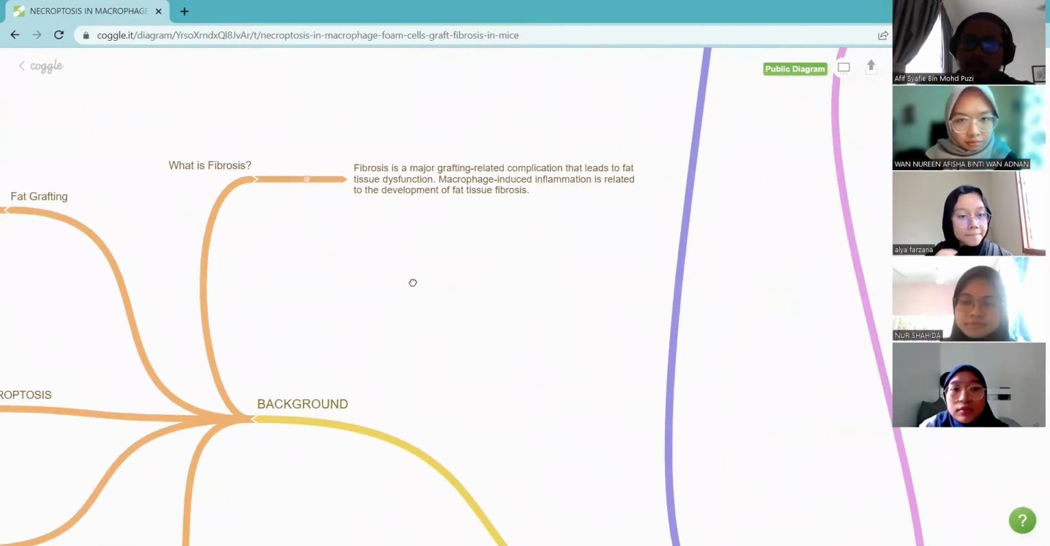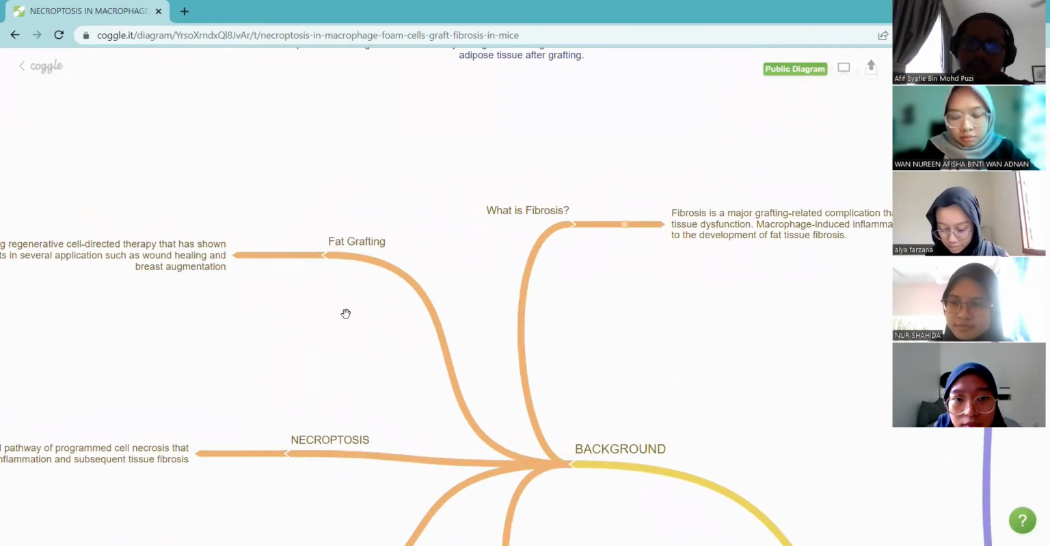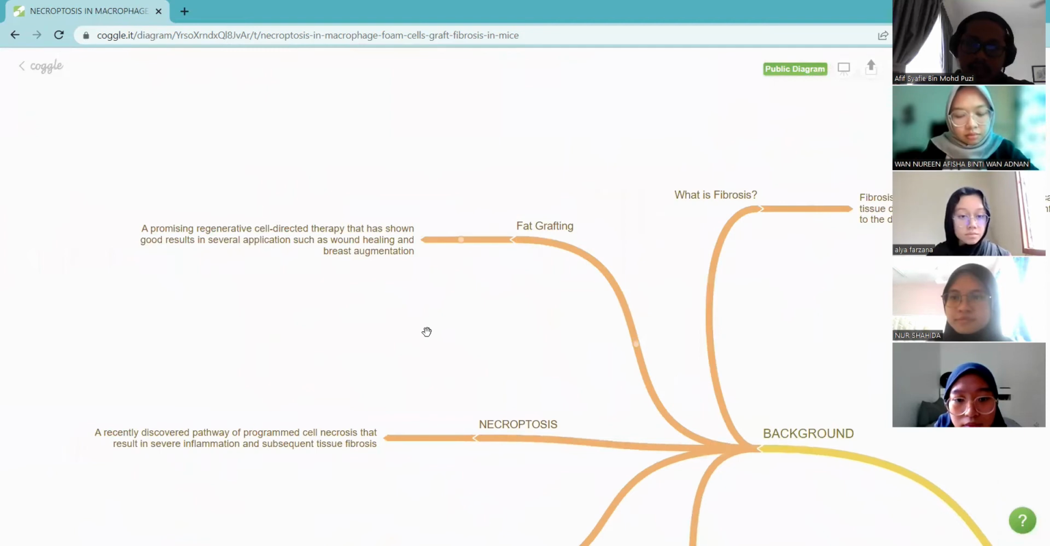Fibrosis is a major grafting related complication that leads to fat tissue dysfunction. Macrophage-induced inflammation is related to the development of fat tissue fibrosis. The next one is fat grafting. Fat grafting is a promising regenerative cell-directed therapy that has shown good results in several applications, such as wound healing and breast augmentation.